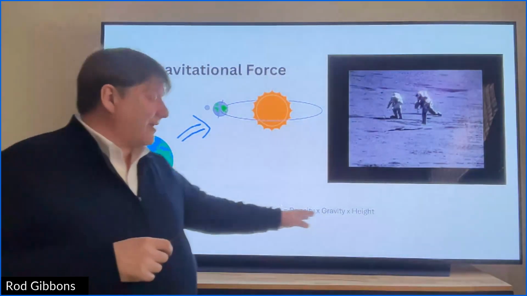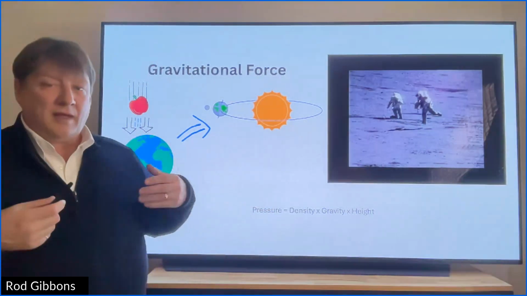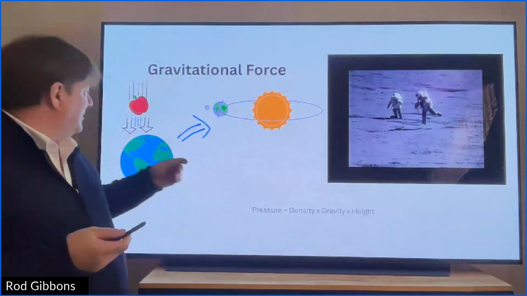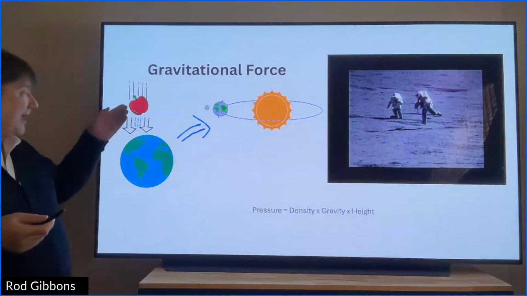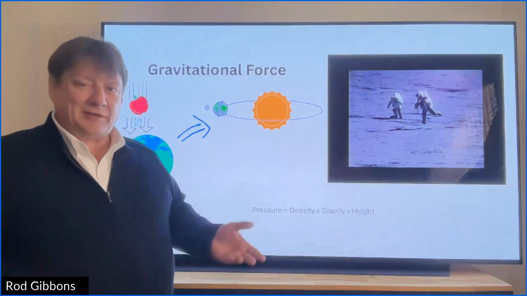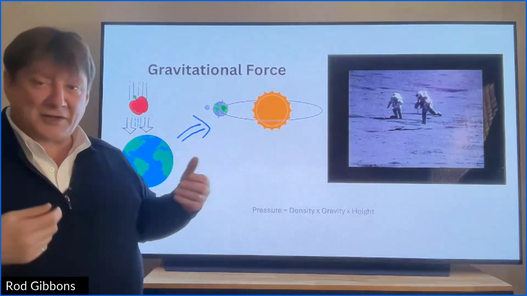The next term is gravity. That's just gravitational force. On the moon, it's a lot less than it is on Earth. But this is the thing that makes apples fall to the ground. This is what keeps us connected to the Earth. And this is what has the Earth going around the sun.